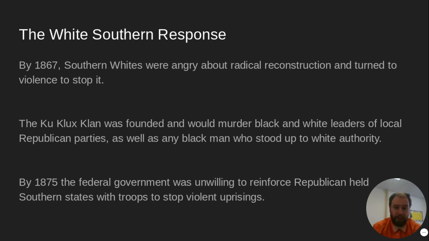black and white leaders of local Republican parties, as well as any black person who stood up to white authority. And by 1875, the federal government was unwilling to reinforce Republican-held Southern states with troops to stop these violent uprisings. So basically, the federal government abandoned these people who were trying to make America a better place.